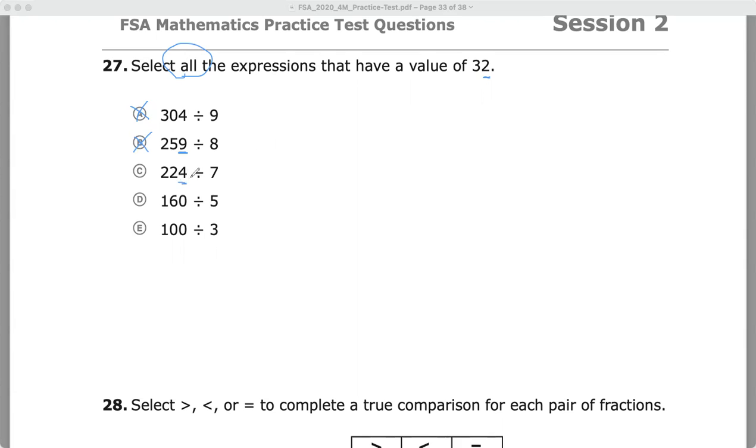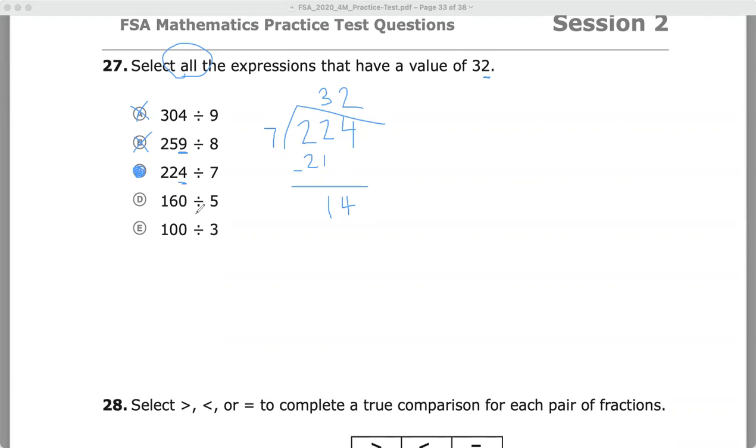So I'm going to go ahead and do the math with this one. 224 divided by 7. So 7 goes into 22 3 times. 3 times 7 is 21. And we have 1 left over. Bring down the 4. 7 goes into 14 2 times, so it's 32. So this one is one of the answer choices.